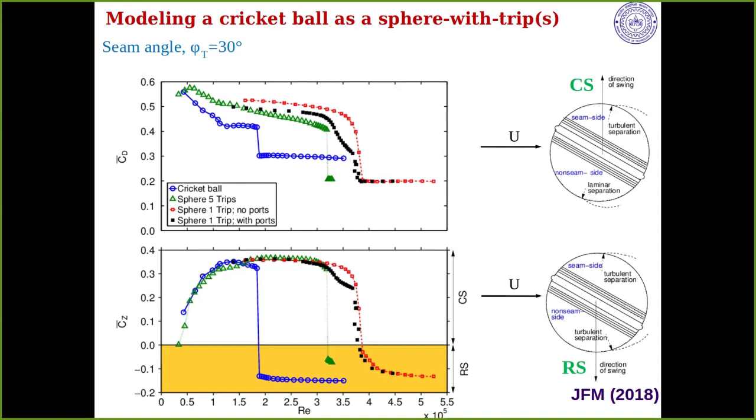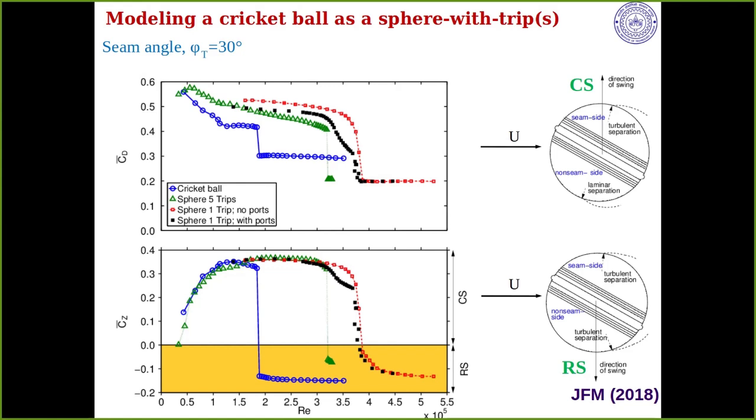So what this is telling us is there are several curves here. So there's a cricket ball, there's a sphere with 5 drip, there's a sphere with 1 drip, there's a sphere with 1 drip and pressure ports. By and large, all of them behave the same way. And depending on the surface roughness and the drip, the phenomenon is just preponed or postponed. Okay. So let me just concentrate on the cricket ball, one of the curves.